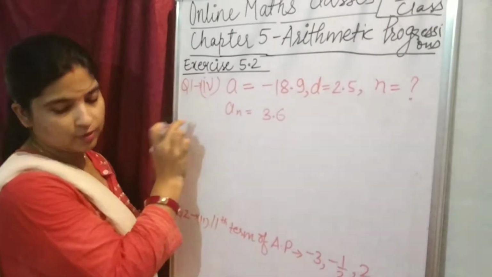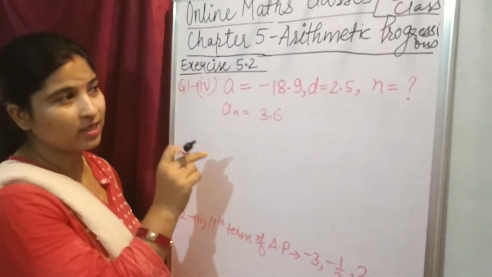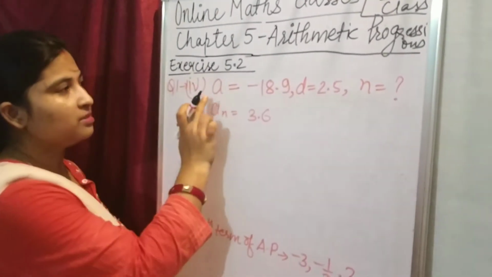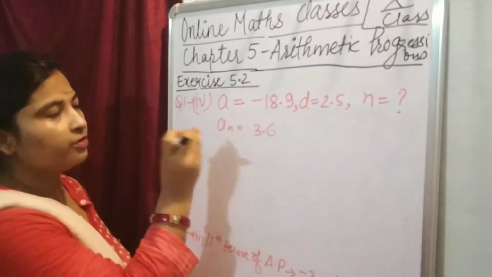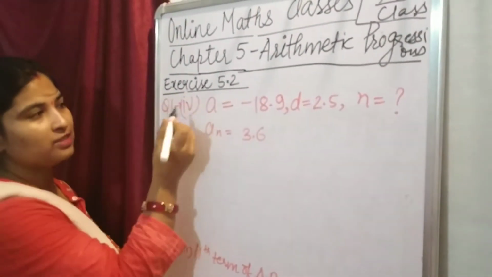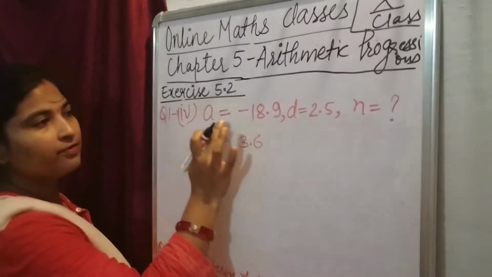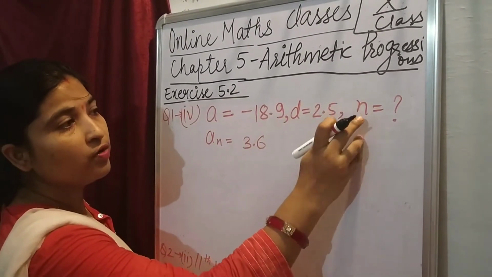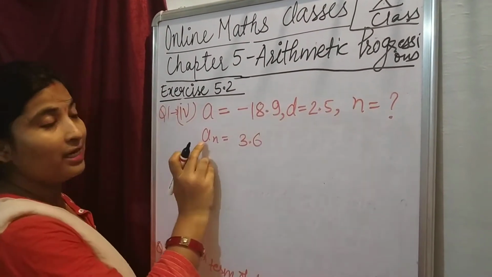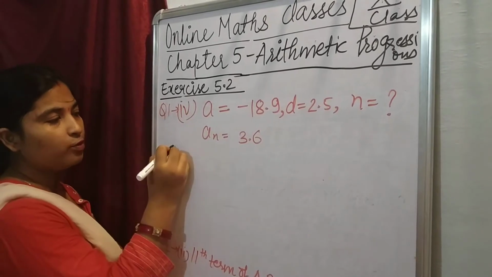Yes students, the first question, fourth part I am telling you again. Why? Because the first part is easy, but the fourth part can be a little bit difficult, so I am solving this part also. a is given to you, d is given to you. In this I have to find n, and an is also given to you. So I will put it in the formula first.